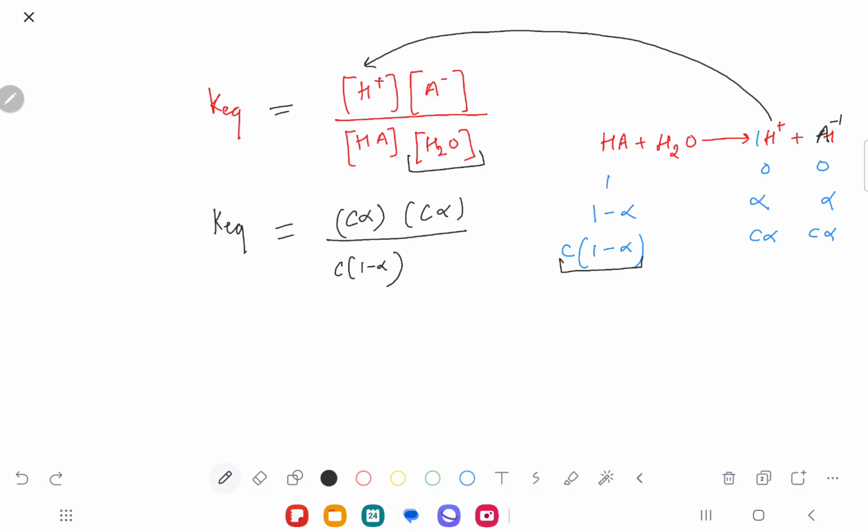And H2O would be what? H2O basically is going to be what? It's a constant. Why? Because I always told you that if you take 1 liter of H2O, yes or no? So 1 liter of H2O means 1000 ml of H2O.